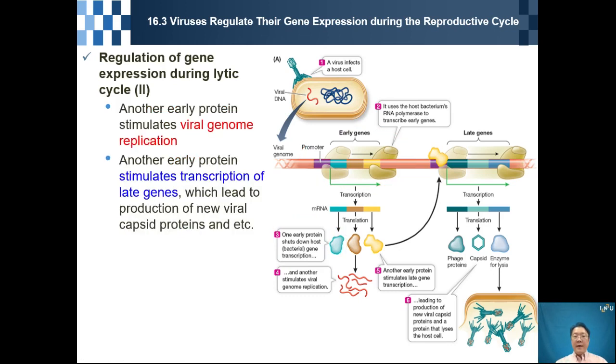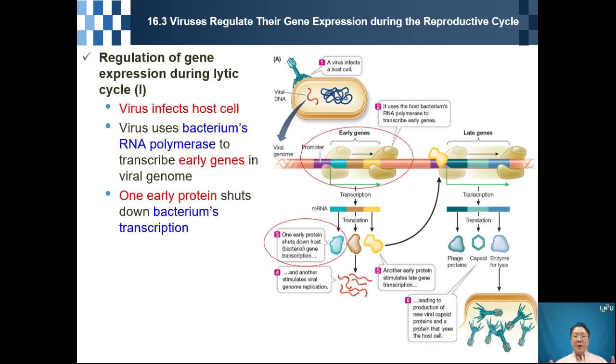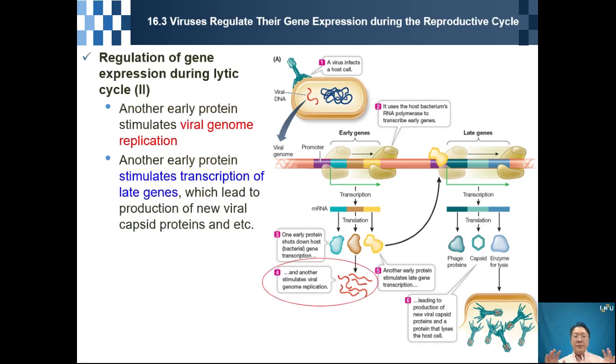After that, another early protein, another early protein stimulates viral genome replication. The previous protein shuts down the bacterium's transcription. Another early protein stimulates viral genome replication, and also another early protein can stimulate the transcription of late genes.